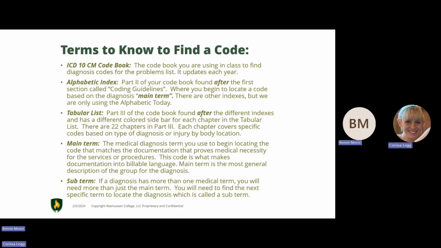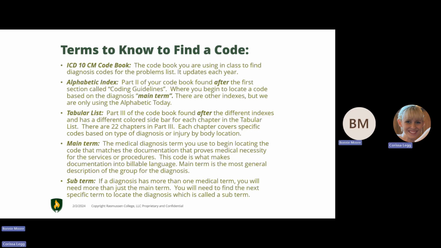And this is part 3 of a code book. Each chapter covers specific codes based on the type of diagnosis or based on injury by body location. You're not going to be dealing with injury. We're just basically doing problem list diagnosis.